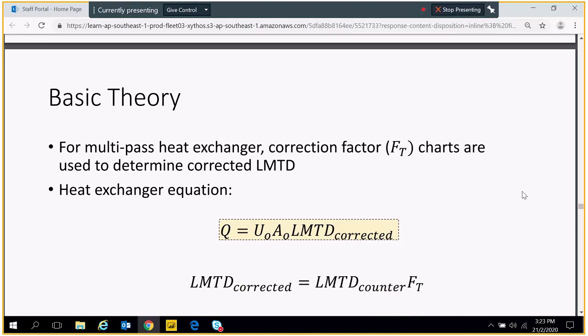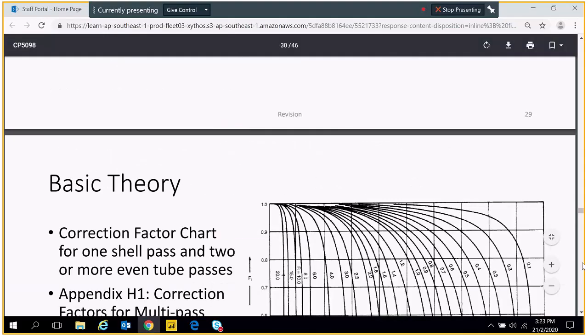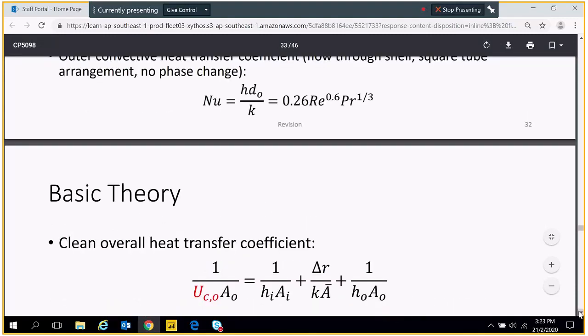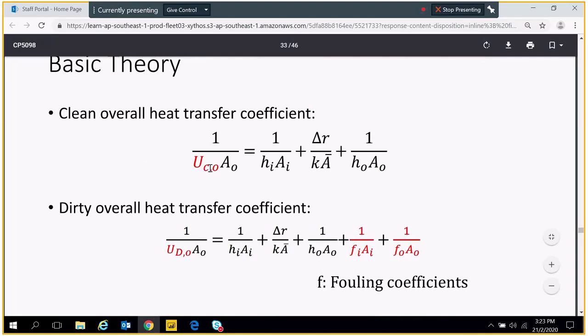Rating is different. Rating is to determine the U. That one is for rating. You determine the U. You compare the U_C, the clean one, and the dirty one. You compare these two. That's when you do the rating, because you suspect there's fouling. So you calculate the U value.